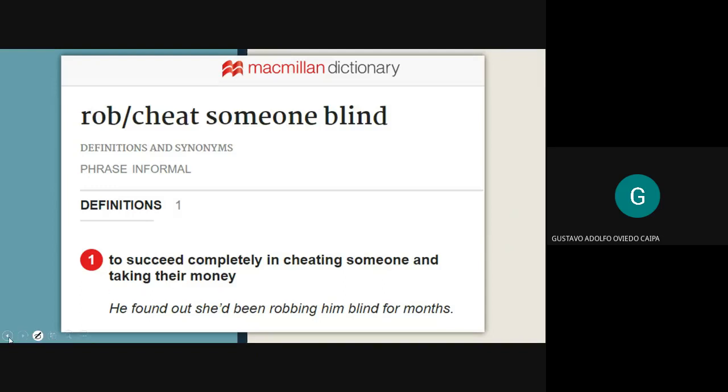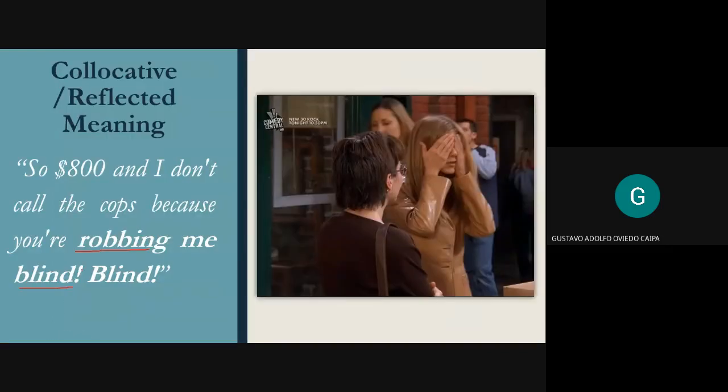So let me go back for just a second so I can explain the rest. So again, blind is giving robbing extra meaning. In this case, robbing is not just robbing, it is deceiving someone to rob them, to fool someone with information in order to take their money or their belongings. That is collocative meaning because that is a special meaning that rob acquires in the presence of blind. You see? In the presence of blind.